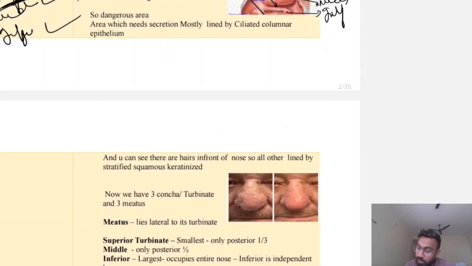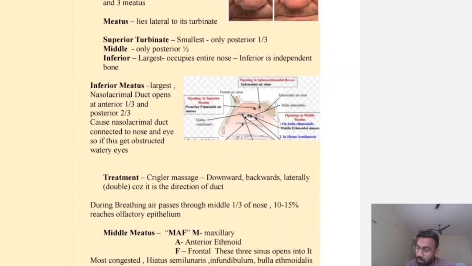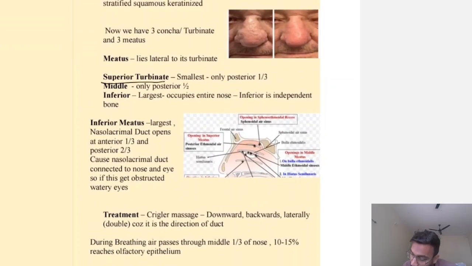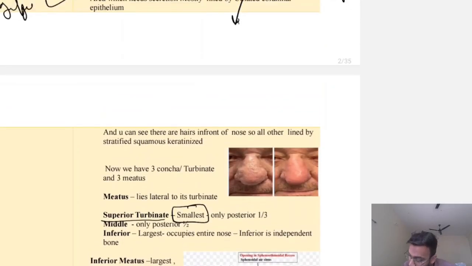And it is mostly lined by the ciliated columnar epithelium. The front of the nose is only lined by the keratinized epithelium. Now superior turbinate is the smallest. It is only constituting posterior one third.